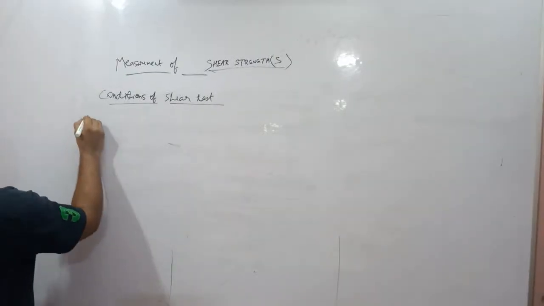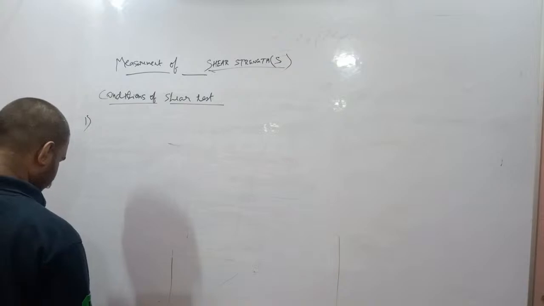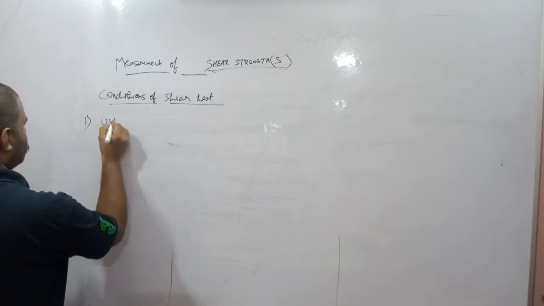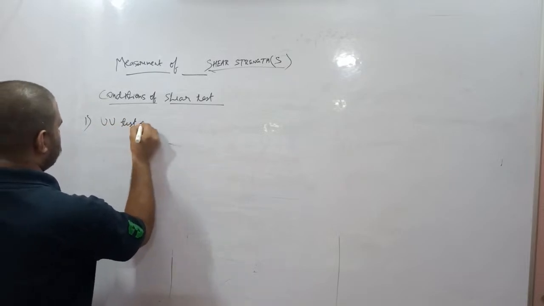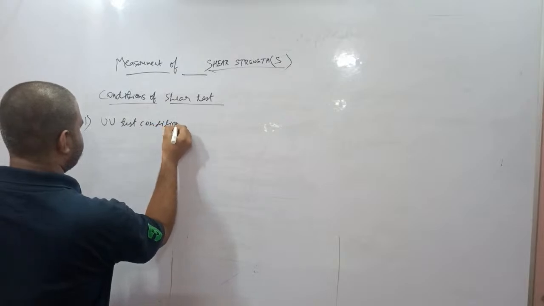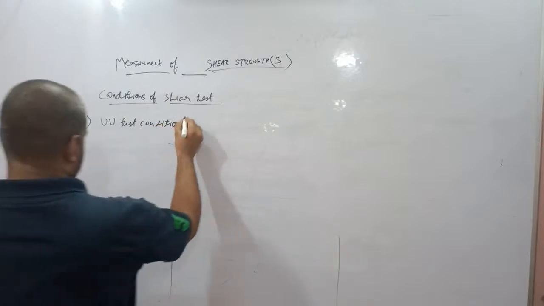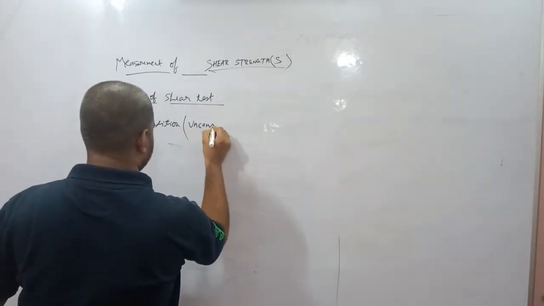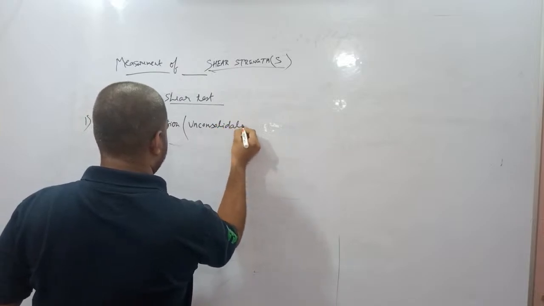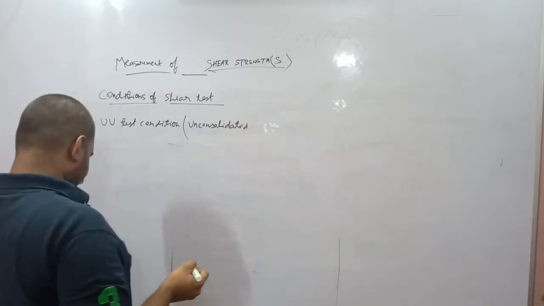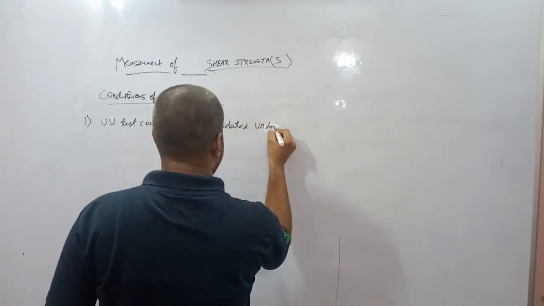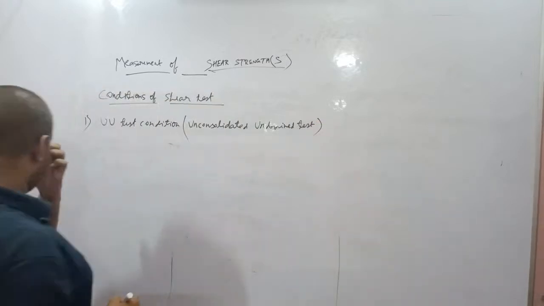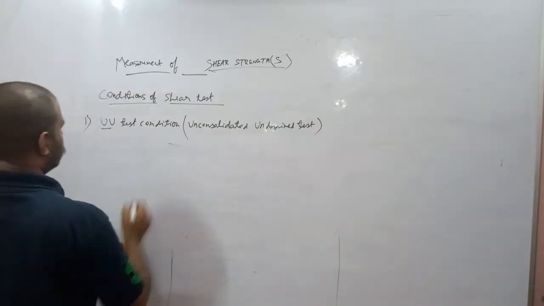So the first condition is the UU test condition. Double U here represents unconsolidated undrained. Okay, this UU means unconsolidated undrained test.